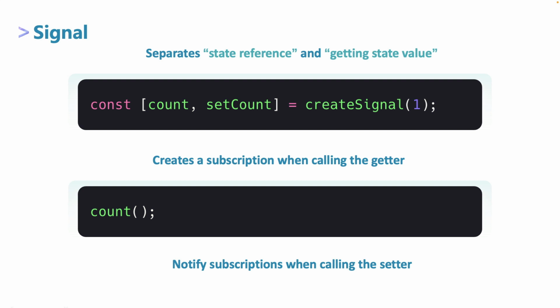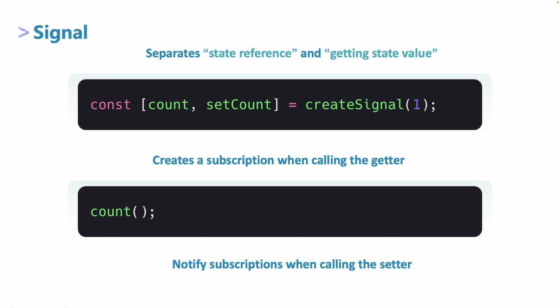So simply put, in any state, for example useState in React, referencing the state variable itself and getting the state value are actually the same thing. It's the same concept. However, signals are a concept that allows us to separate referencing a state and getting the state value. What does that even mean? Well, stay with me, let me go through it.